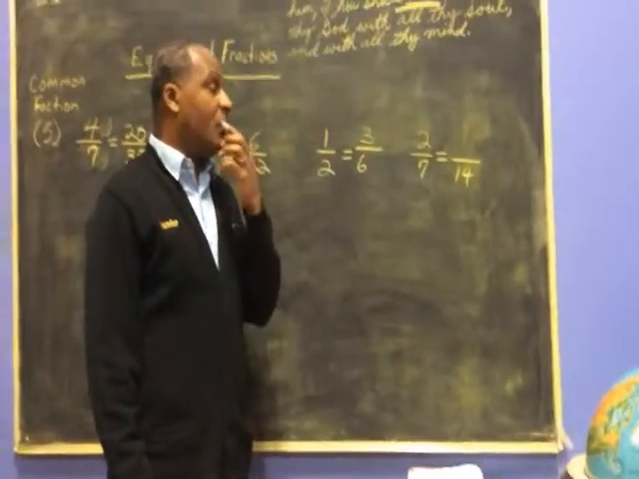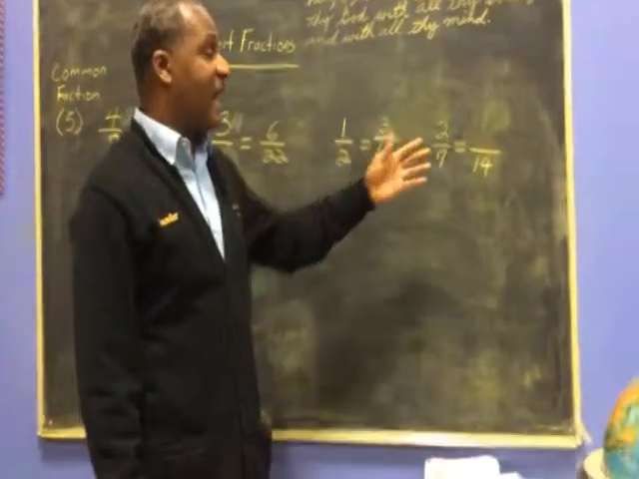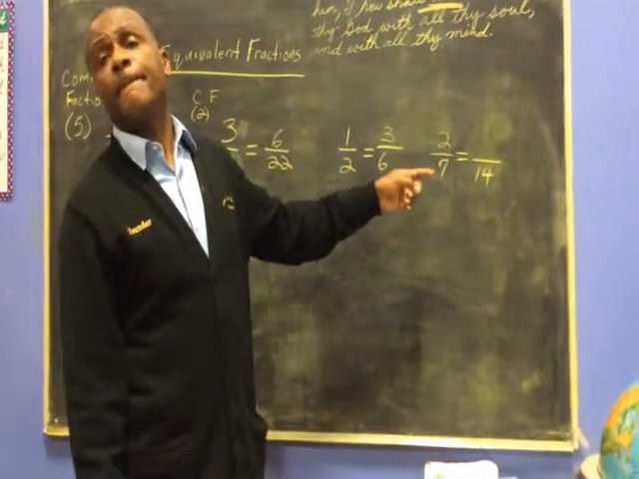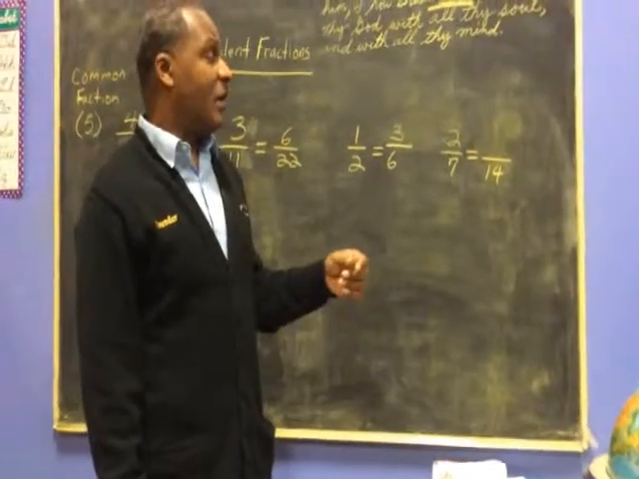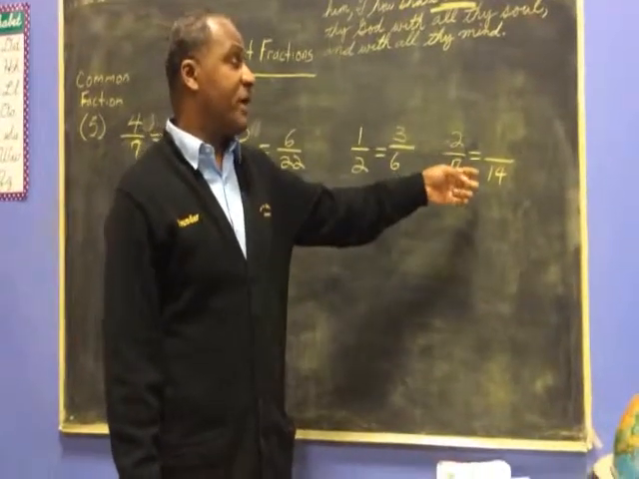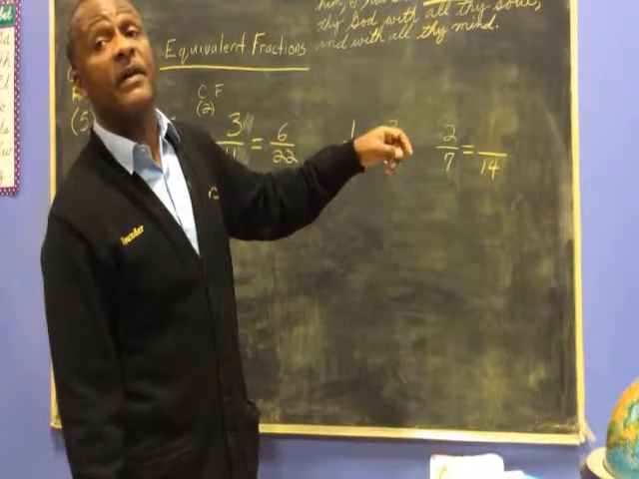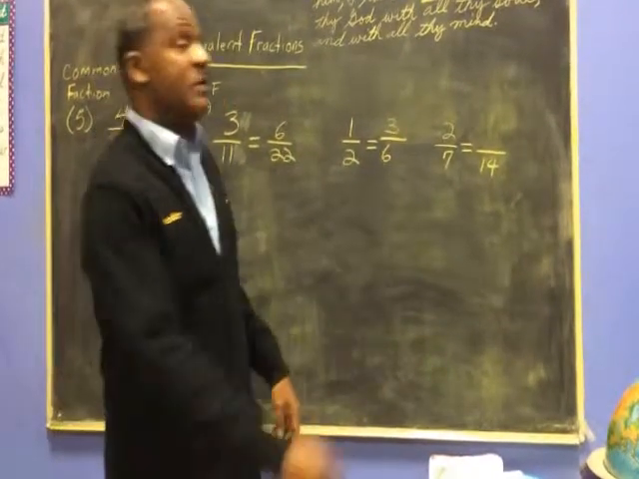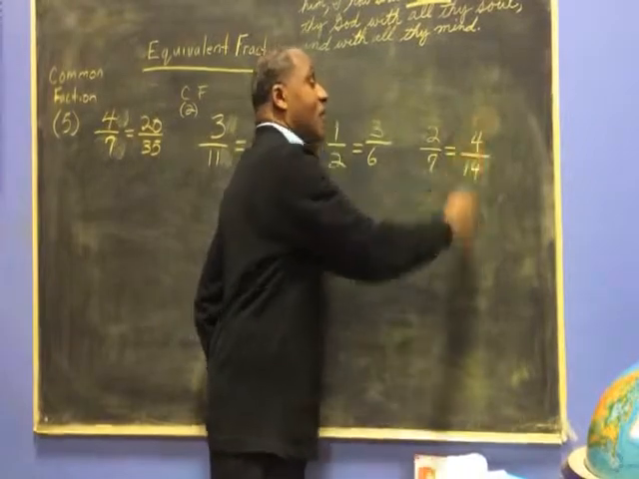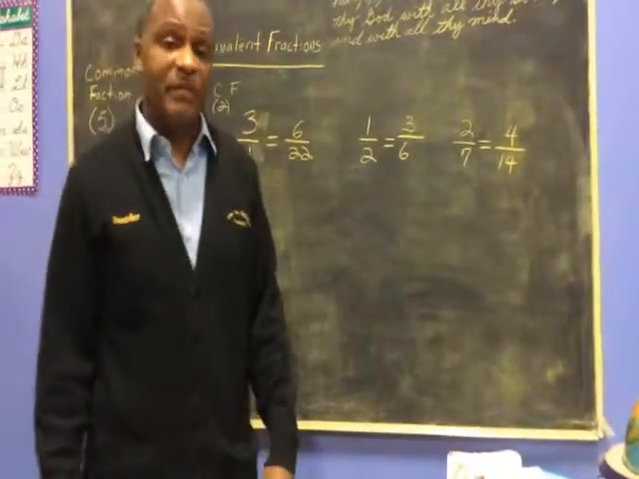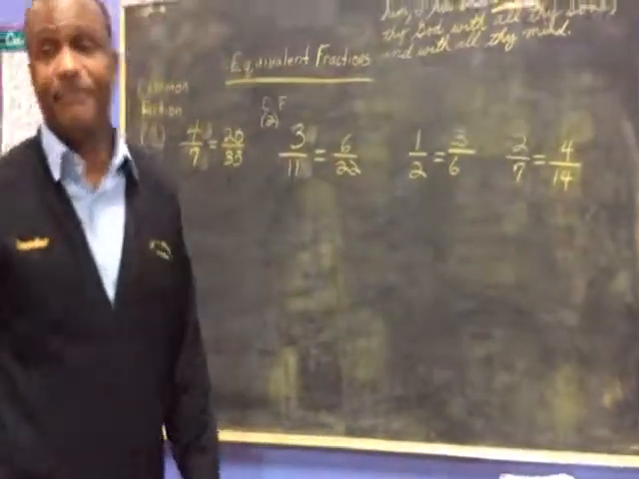All right, let's go with the next thing. What's the common factor for this number here, Ray? 2. And so 2 times 7 equals 14. So what would this be? 2 times 2 equals 4. So our equivalent fraction is 4 over 14. So that's how equivalent fractions work, and I hope this helps.